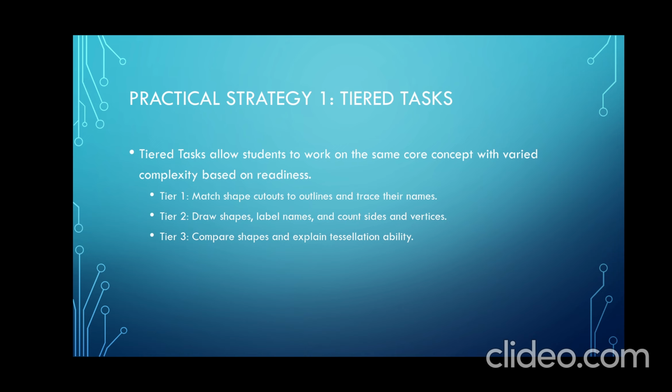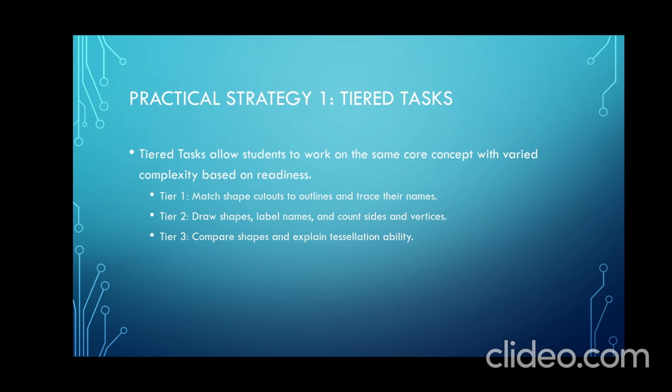Strategy number 1: tiered tasks. Tiered tasks allow students to work on the same core concept with varied complexity based on readiness. Tier 1: match shape cutouts to outlines and trace their names. That would be your first tier. Tier 2: draw shapes, label names, and count size and vertices.